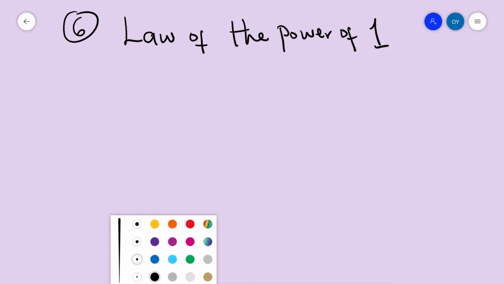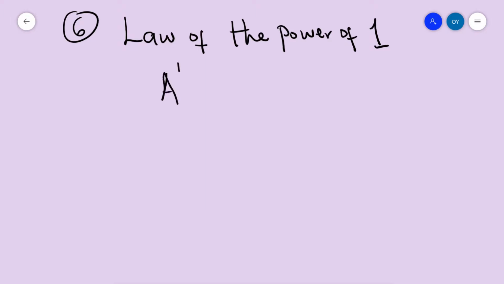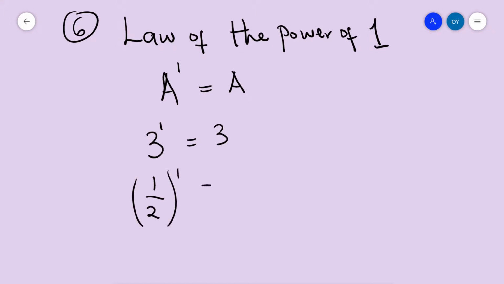Law number 6, law of the power of 1. Any number to the power of 1 is that number. So a to the power of 1 equals a. That means 3 to the power of 1 is 3, and 1 over 2 all to the power of 1 is 1 over 2.